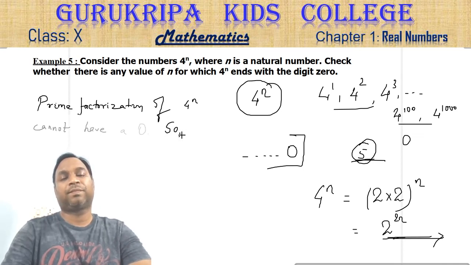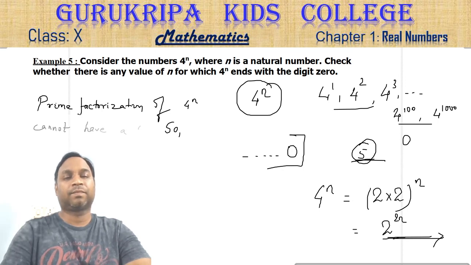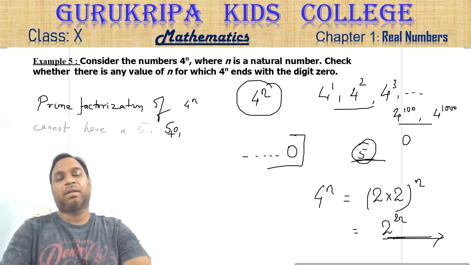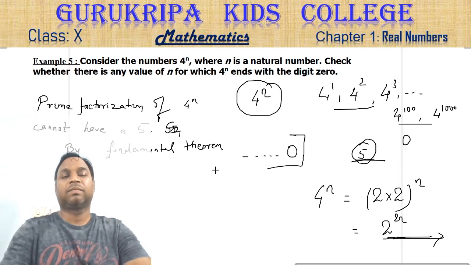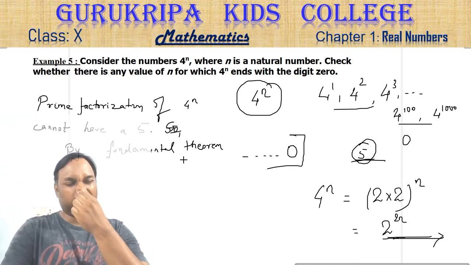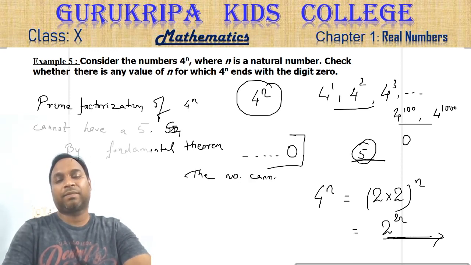So it cannot have a 5. How do you know this? By the fundamental theorem of arithmetic, you already know that. And when 5 is not there in the prime factorization, the number cannot end in a zero.